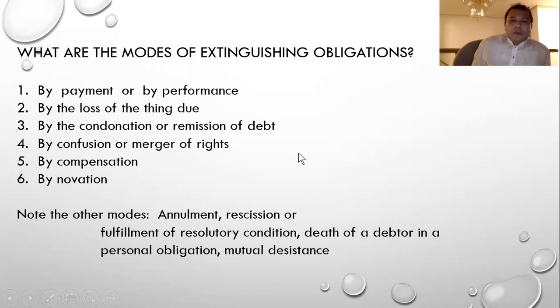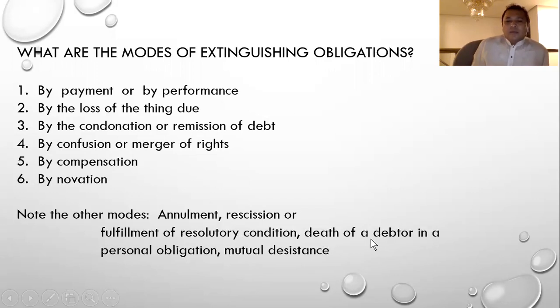as these are rendered by the Supreme Court, namely annulment. This is annulment of the contract or agreement, where the parties annul the obligations, as well as rescission. This has already been undertaken. Rescission means the cancellation of the agreement or contract. Then fulfillment of a resolutory condition means that the condition of the obligation has already arrived, and arrival of the condition extinguishes the obligation. So extinguishment is, as I've said, the same as termination or stoppage of the obligation.